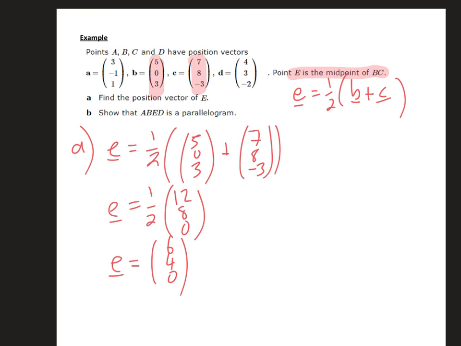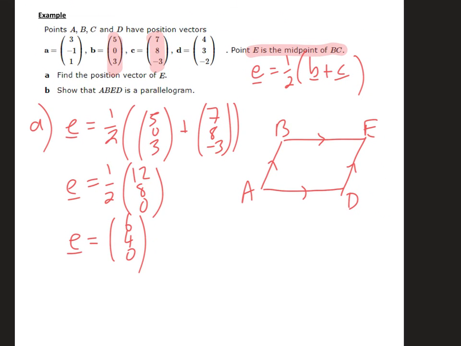Show that ABED is a parallelogram. So again, let me sketch that and label clockwise: A, B, E, D. To show it's a parallelogram, I need to show that BE is equal to AD, and that AB is equal to DE. Okay, so let's work these four out.